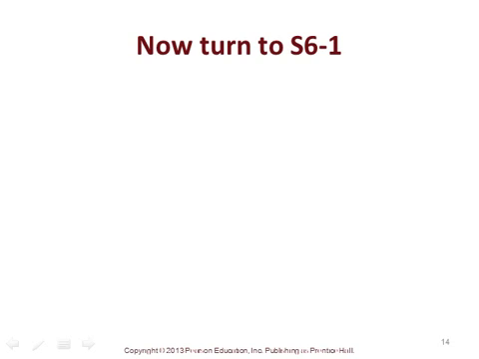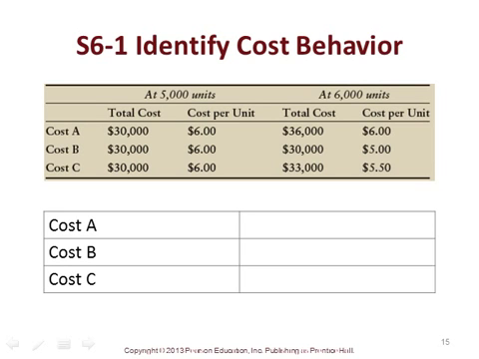So now let's turn to problem S6-1 in the book, and let's just see if we can identify, based on some cost behaviors, whether something is a fixed, variable, or mixed cost. So we have cost relationship A, where at 5,000 units, total cost is $30,000, and so we have a cost per unit of 6. At 6,000 units, total cost is $36,000, and the cost per unit is 6. So the question is, for cost A, would you say that's variable cost, fixed, or mixed?